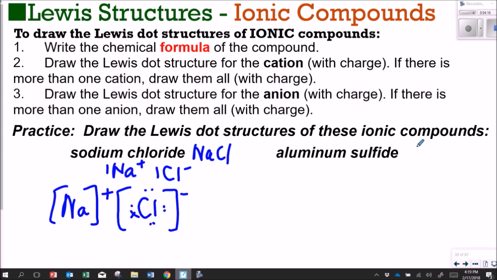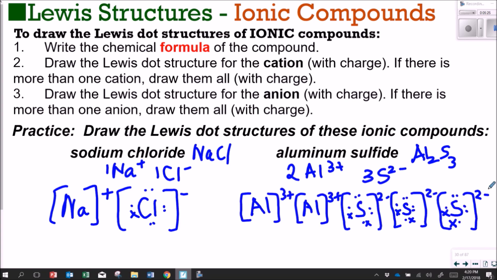Aluminum sulfide's formula is Al2S3. So we have combined 2 aluminum ions with 3 sulfide ions. And there we have aluminum sulfide.